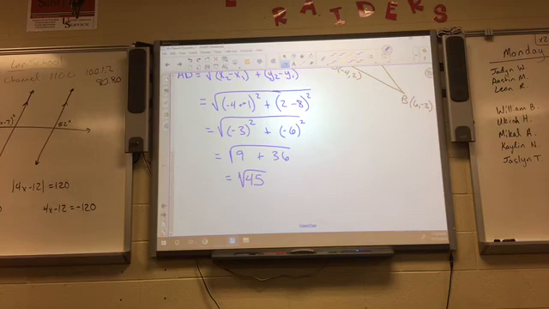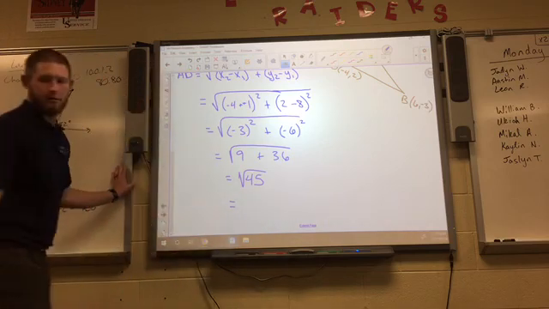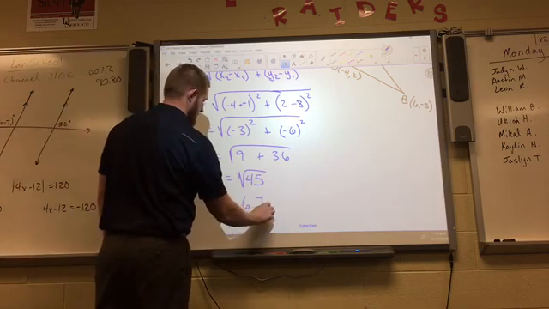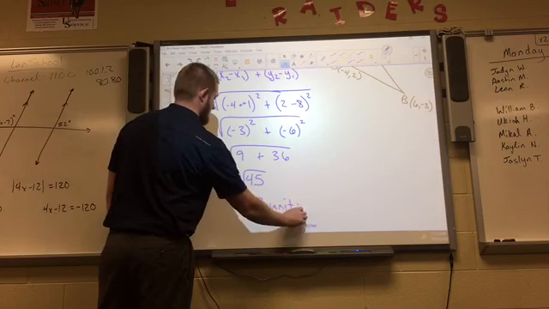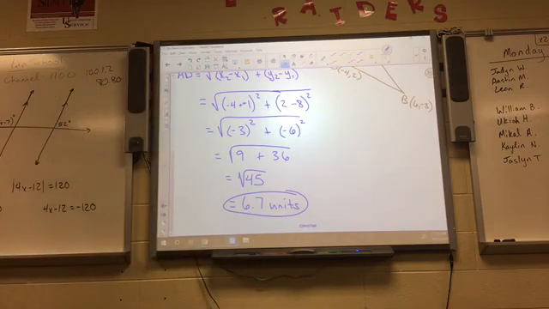Now, I believe that your directions on your homework specifically say round to the nearest tenth. So if they do say that, round to the nearest tenth. If they do not say that, can you leave your answer as a radical? Yes. I think they do say round to the nearest tenth. So then you would end up rounding that, and I'm just going to do it for you. It ends up as 6.7 approximately units. But if it does not say round to the nearest tenth, then just leave it as a radical.